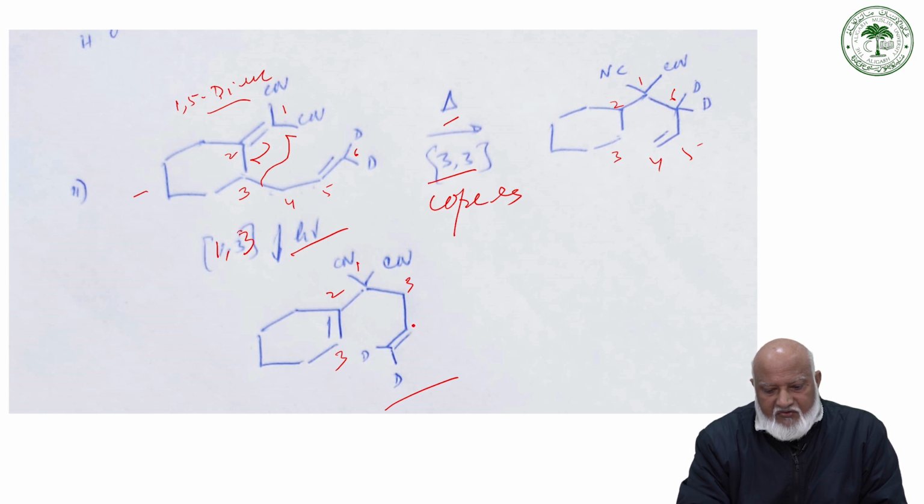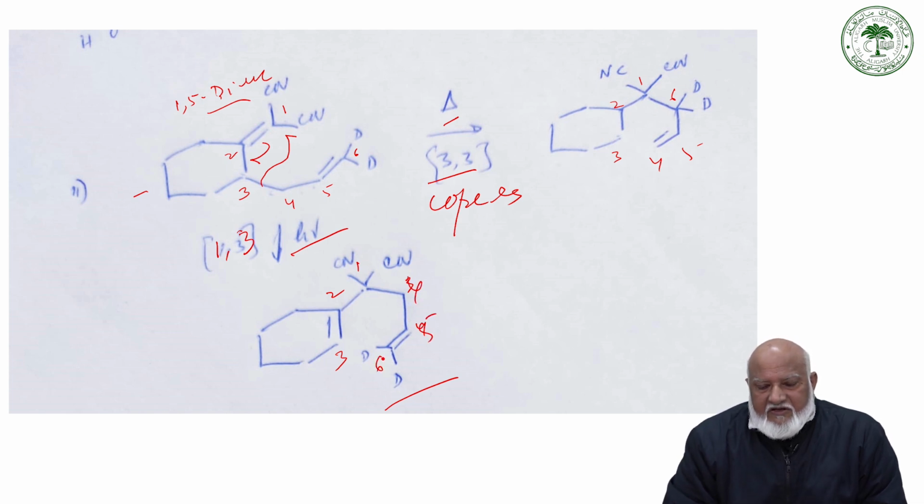And then we have of course 4, and this goes like this. This is 3 and this is 4, this is 5 and this is 6. So these are the two products after thermal reaction as well as after photolytic condition. This is going after 3,3 shift, this is going after 1,3 shift.